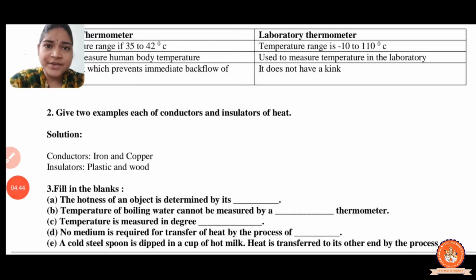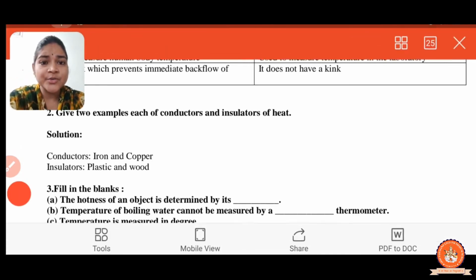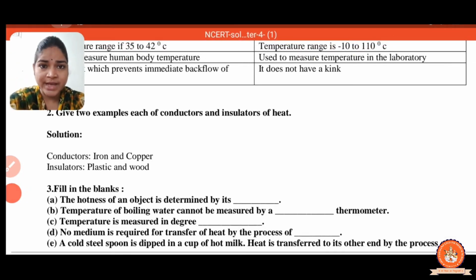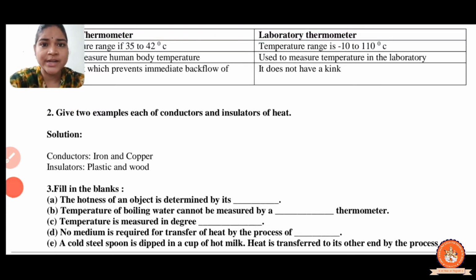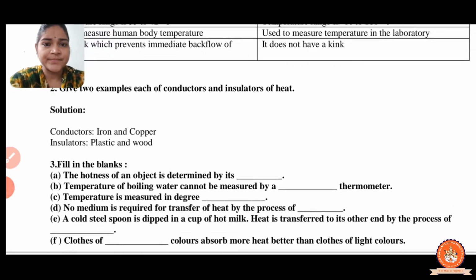If you are asked for the definition of conductor or insulator, what are the definitions? The definition of conductors: the materials which allow heat to transfer through them are called conductors. And the definition of insulators: the materials which do not allow heat to transfer through them are called insulators. So these are the definitions of conductors and insulators.